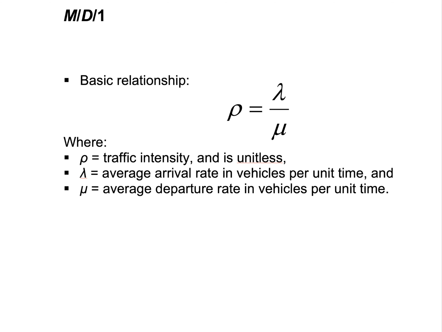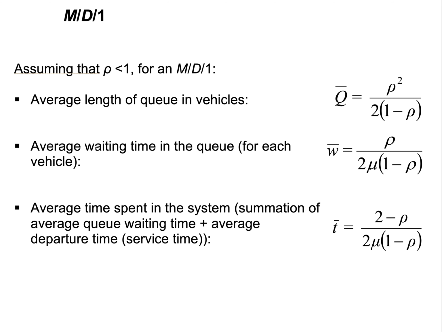So just a few words about the other queuing disciplines. MD1: traffic intensity rho is lambda divided by mu, the average arrival rate divided by the average departure rate. There are some equations here for average queue length, q bar, the average waiting time, w bar, and the average time spent in the system, t bar.